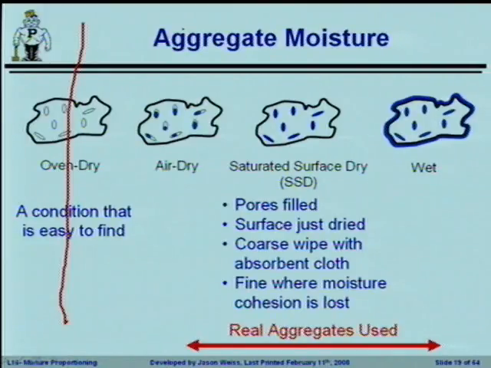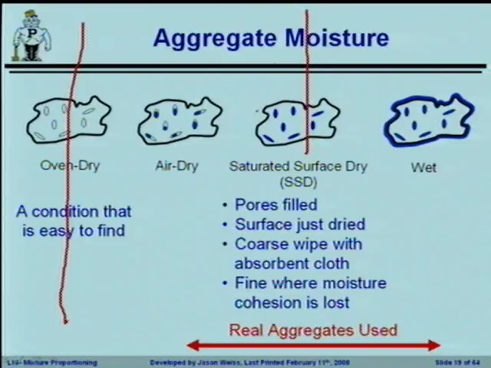Take some rocks, throw them in the oven, come back 24 hours, plus or minus 12 hours later. So even if you take a nap and wake up too late, you can come back and find the oven-dried state. But what we really want are our aggregates in this SSD condition. SSD condition is sort of this magical place where we just have enough water inside of the aggregates that it's going to fill the internal pores, but we don't have water clinging to the outside surface of the aggregate.